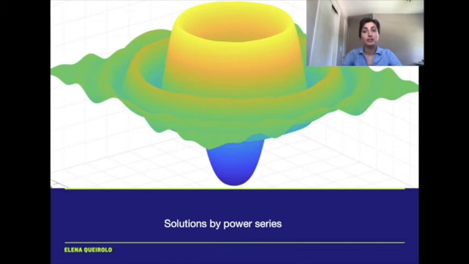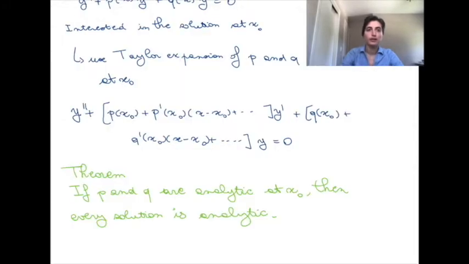This is the last topic for this week, and it is solutions by power series. We are looking at a second order non-constant coefficient ODE: y'' plus p(x) y' plus q(x) y equals 0. And we're interested in the solution at a certain value x0. What we do is use the Taylor expansion of p and q at x0.